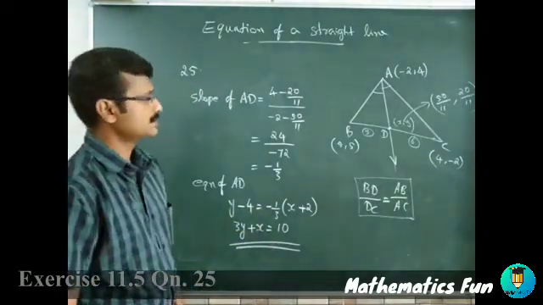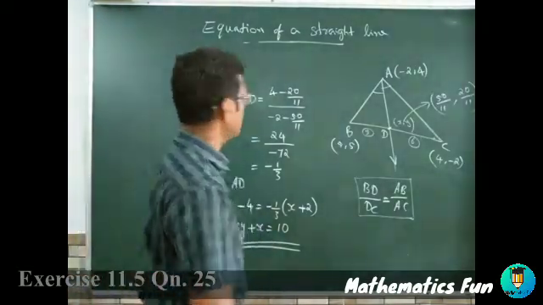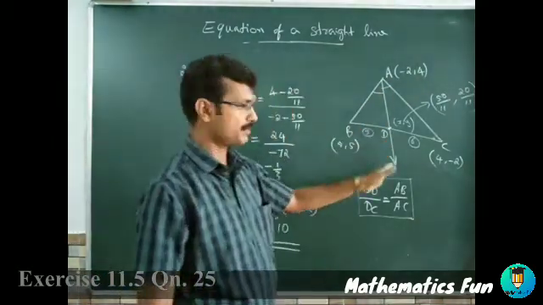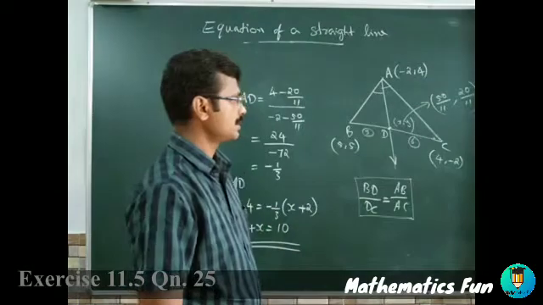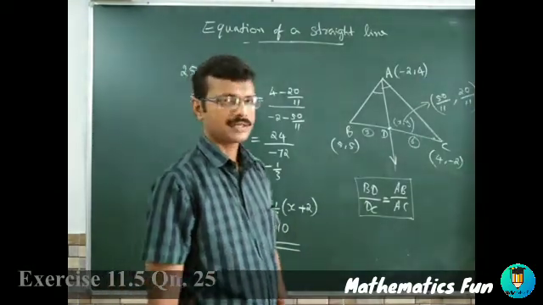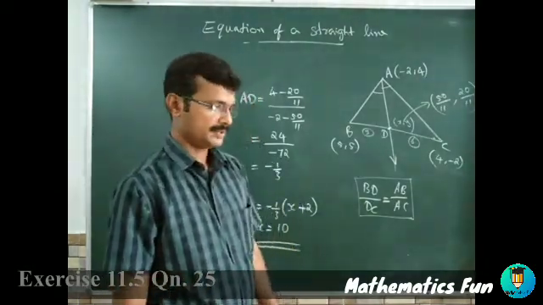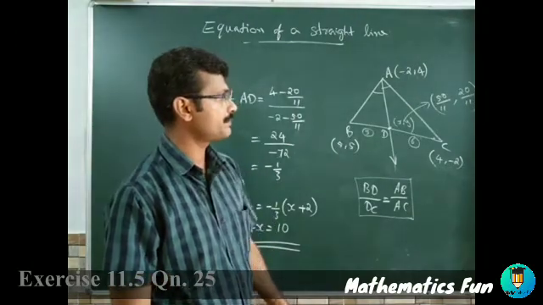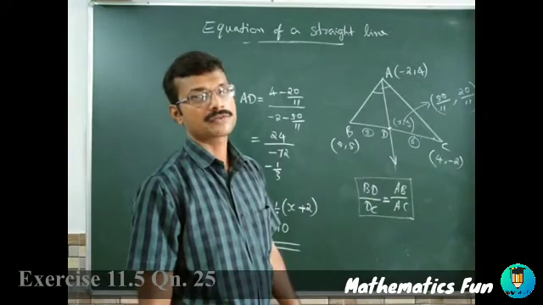Alright. This is question number 25. This is new for you, the angle bisector. You have to know that property, then only you will be able to do it. So we will stop here. The rest of the sums from exercises 11.3, 11.4 and 11.5, you can do as homework.